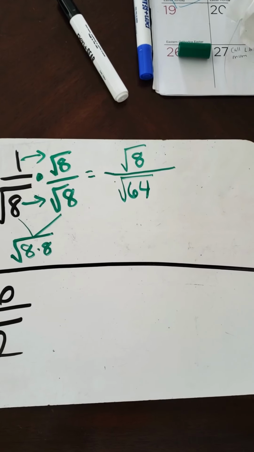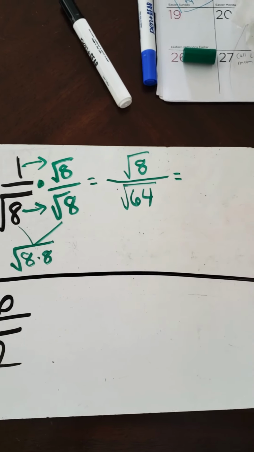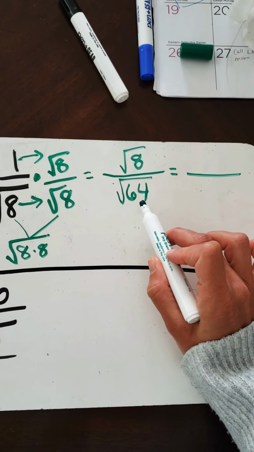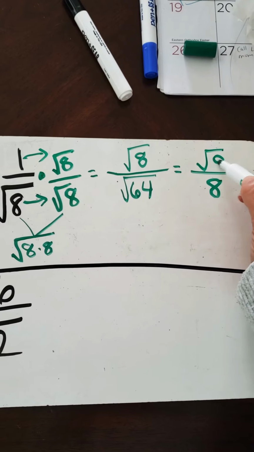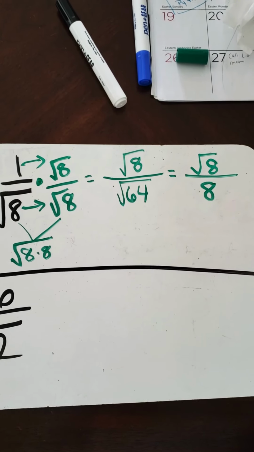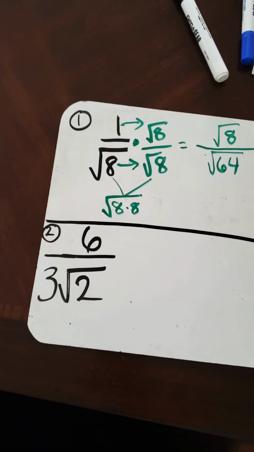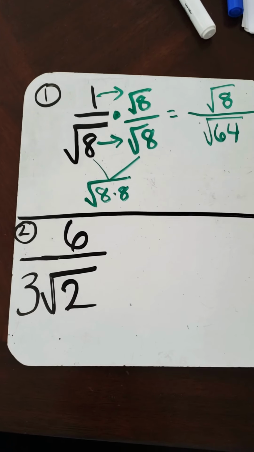Now we're not officially done with this problem because we still have a square root in the denominator. To clean this up, we know the square root of 64 can be simplified to just 8, and the numerator stays the same. So our first example is the square root of 8 over 8. All right, then let's take a look at our second example. I added something different in this one, and we'll talk about it.